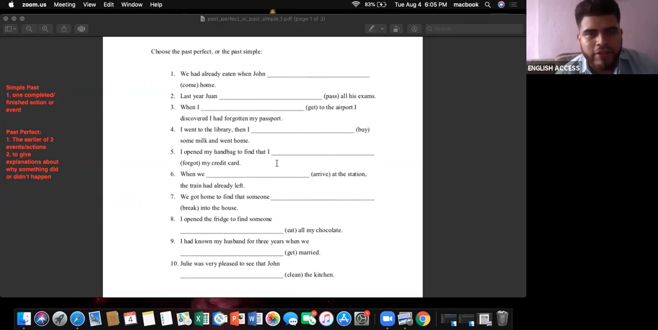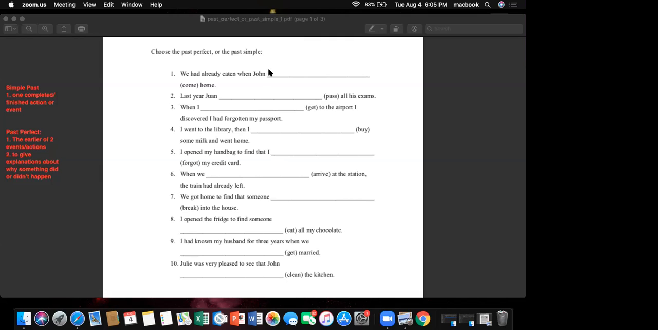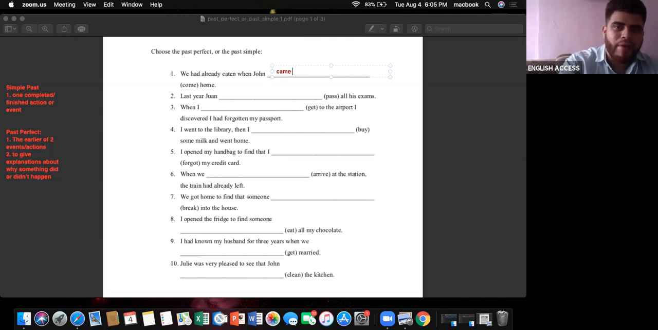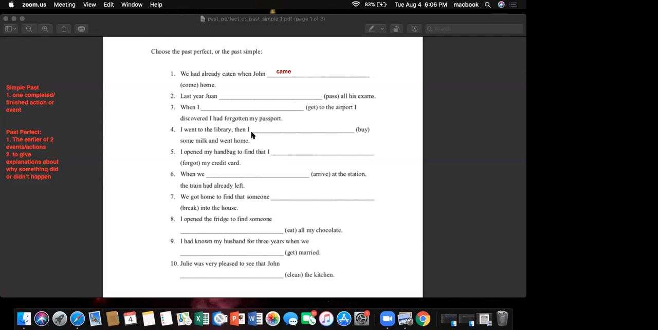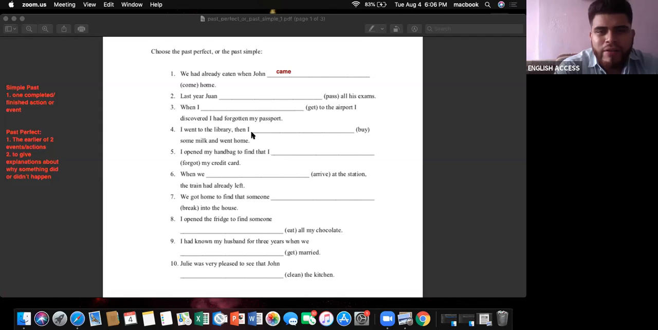Okay, so look, I have this exercise right here, and well, let's do it. Choose the past perfect or the past simple. Number one, we had already eaten when John had come or came home. I think came. Came, very good. We had already eaten when John came home. Sounds good.